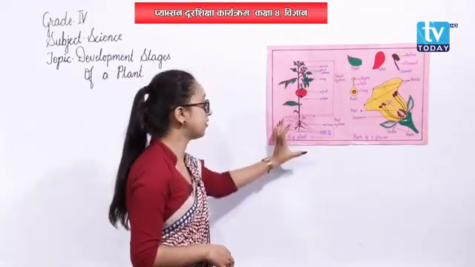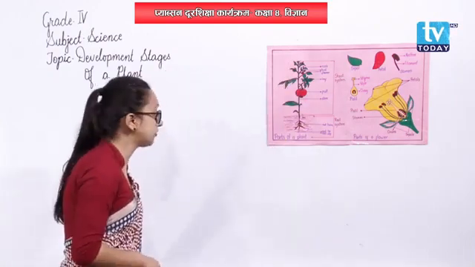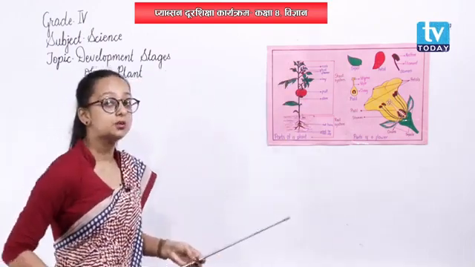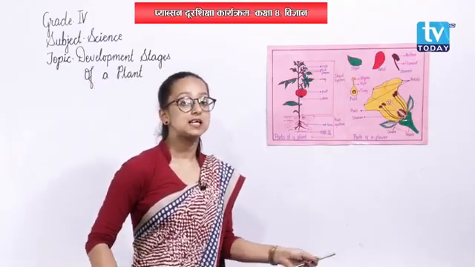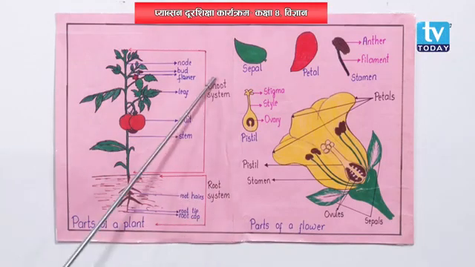and this is the picture of a flowering plant. Now, talking about the parts of a plant. A complete flowering plant is usually divided into two main parts, that is root system and shoot system.